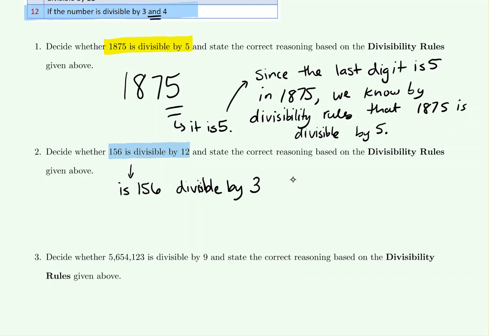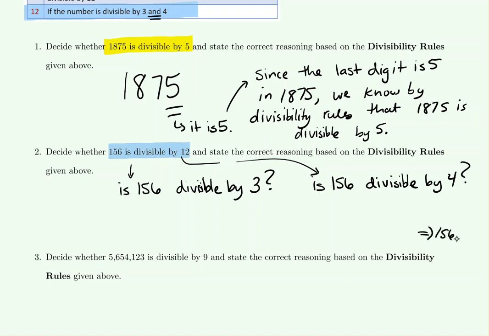And then we also have to ask ourselves, is 156 divisible by 4? If the answer to both of these is yes, then we know that 156 would be divisible by 12. So let's investigate these one at a time.